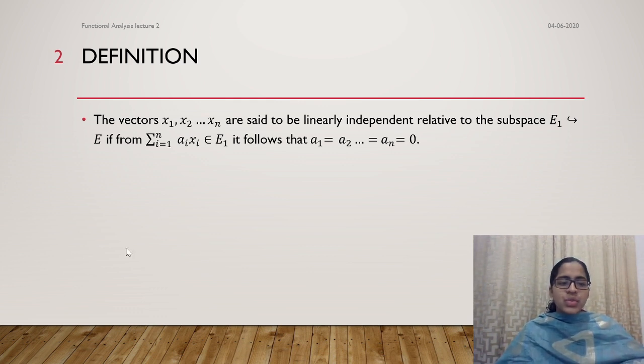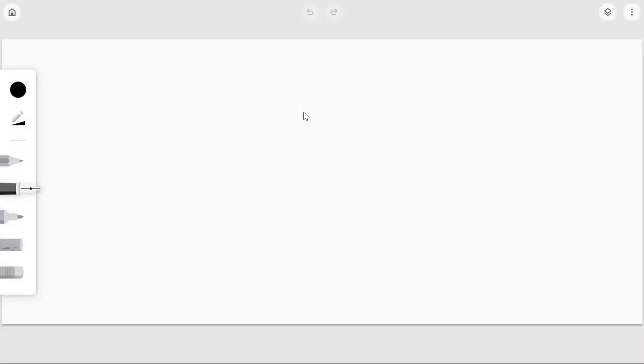Now, next what we have is a lemma. The lemma gives us an idea about the dimension of the quotient space. Now, I'll give you a brief description of the lemma. It is lemma 1.1.4.